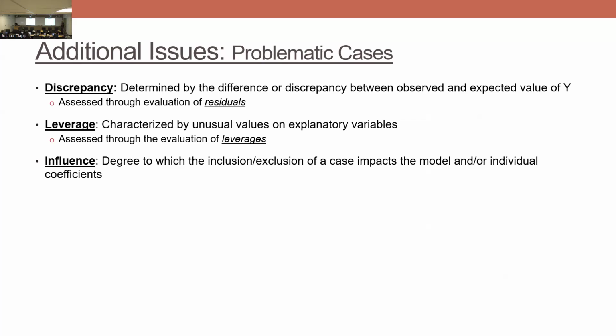One way of describing problematic cases is with respect to discrepancies. Discrepancy is determined as the difference between an observed and expected value of Y. We're talking about our residuals here. So if you have a case with a high discrepancy, the model is not doing a good job of accounting for that individual. The model says they should be here, they're right here. I've got a high discrepancy value. Discrepancy is all existing out there in Y space.